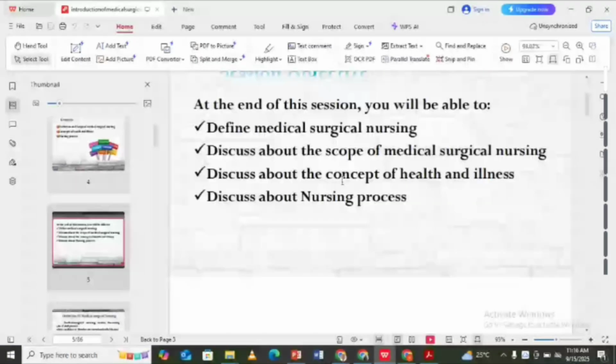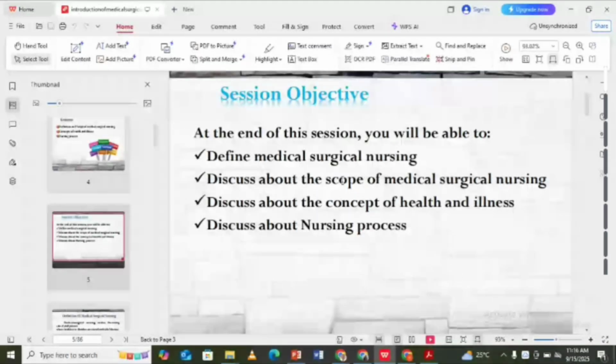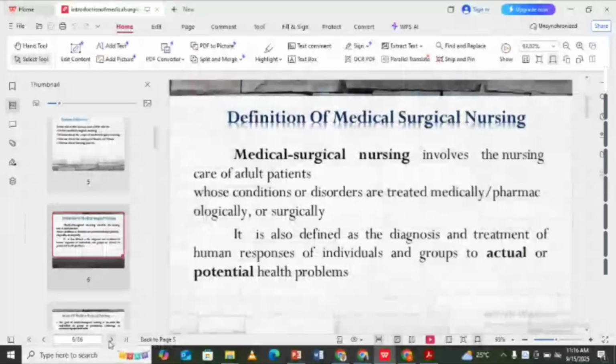So at the end of it, we should be able to define what medical surgical nursing is. We should be in a position to discuss its scope. We should be able to discuss the concept of health and the concept of illness, which I know you have done from your fundamentals of nursing. And lastly, we should be in a position to discuss the nursing process.